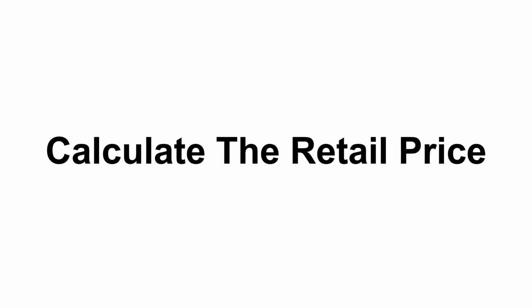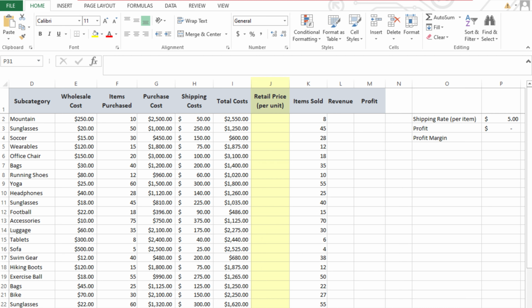Our next challenge is to calculate the retail price for each product, ensuring it covers various costs and incorporates a 50% markup. This retail price should cover the wholesale cost of each item, the shipping cost for the individual item, and include a 50% increase for profit. To achieve this in Excel, let's create a formula in cell J2 that works out the retail price for the individual item in row 2.